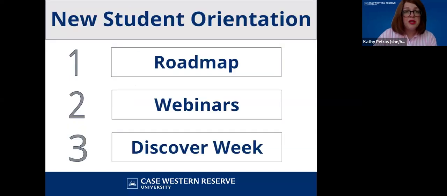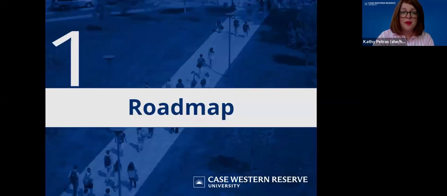So new student orientation at Case Western Reserve is basically two phases. One is online, so that's the roadmap and then our webinars. And then the second part is in person, and that's Discover Week. So last Thursday, we kicked off our roadmap. So hopefully you have already started on the items that launched last Thursday. If you haven't, don't worry, there's still time to get started on those items.